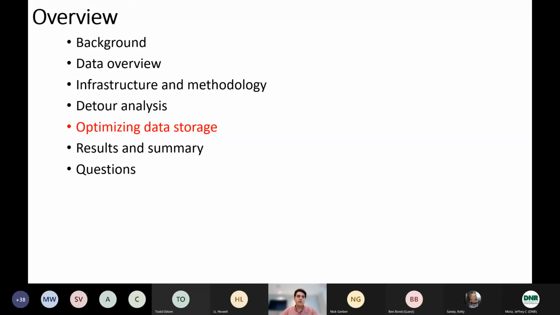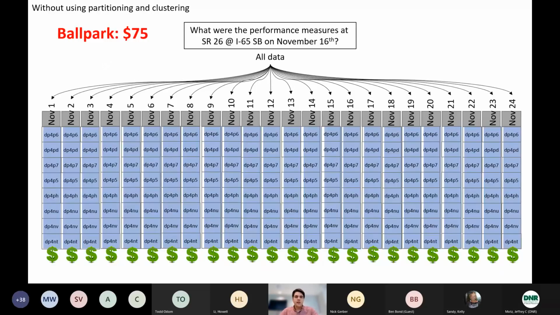So moving on to how do we optimize this? Because we have all this data, billions of records, but how do we make it into something that we can actually use? Without any form of optimization, querying the entire table just to pull out one small part for one day is going to cost about $75, which is a lot of money, especially when you're wanting to do real-time dashboards and stuff like that. That's without using daily partitions.